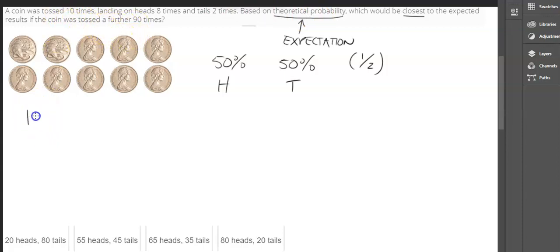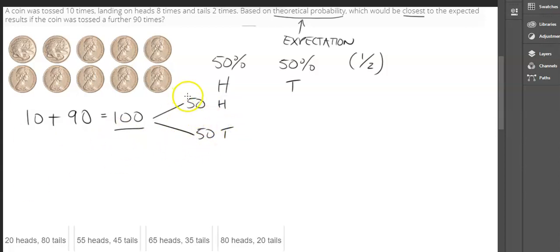So all up, there are going to be 100 tosses for this. The coin flipped 100 times. Okay. Then we're expecting from theoretical probability that half of them, 50 of them will be heads and 50 of them will be tails. Okay, that's based on theoretical probability.